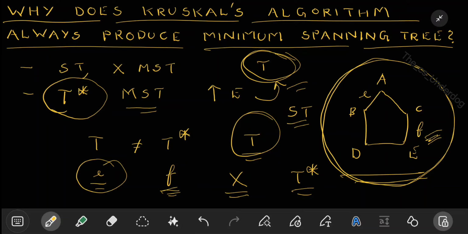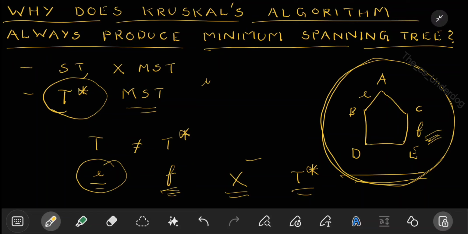My next point is, if this situation exists, then the weight of edge E must always be less than or equal to weight of edge F. Do you know why this is right? This has to be right because Kruskal's algorithm adds edges in non-decreasing order of weights. This is the rule that we follow in Kruskal's algorithm. Whenever you want to add an edge, you will always add the smallest edge first. That is, you are adding in non-decreasing order of weights.